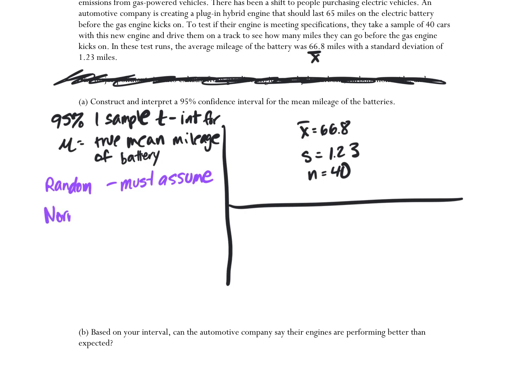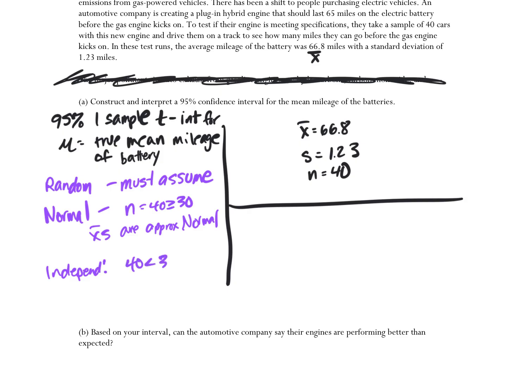Normal. You guys, this is the best normal condition ever. N equals 40, which is greater than or equal to 30. X bars are approximately normal. Done. Independent. 40 is less than 10% of engines of this type. It's reasonable to assume a company is making more than 400 cars, of any car that they're making. Okay. Next.